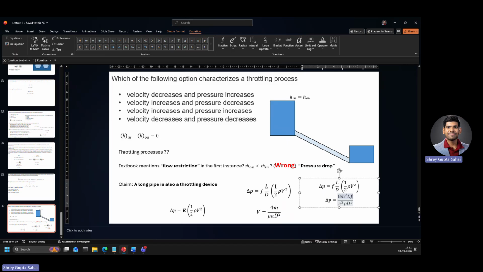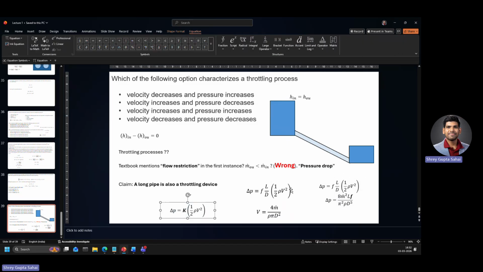But to be honest, if you had a fully open valve, then it is a simple pipe. A valve only comes into the picture if you close it. That's the reason why it's called flow restriction. You are restricting the flow by actuating it. That is why this flow restriction comes.